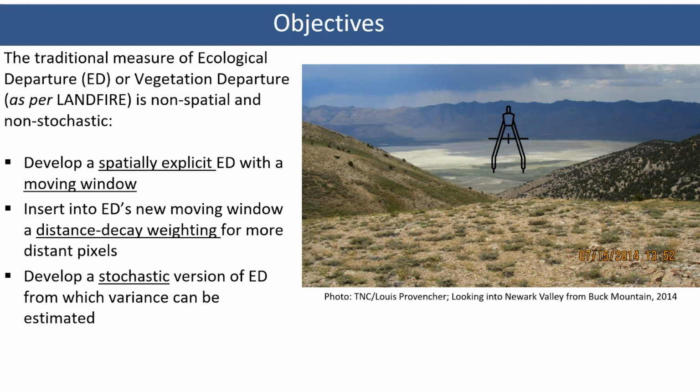The objective here is to develop a spatially explicit ecological departure metric. ED is the term I'm going to use, with a moving window. And spatial is not the same as spatially explicit. We also want the window of assessment to treat distant pixels that are far, far away as having little to no contribution to what's happening locally. We're introducing that, and we want to create a stochastic version. We've always been frustrated. There are only very few people who've done that. Cory Blankenship and company is one of the few that's done it.